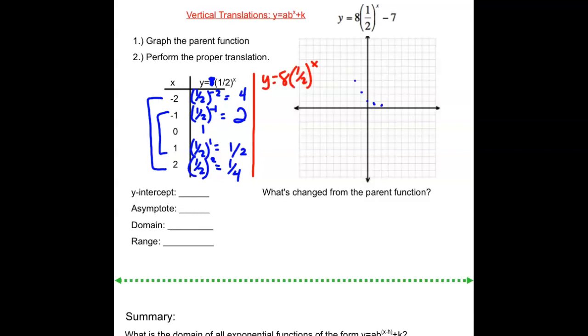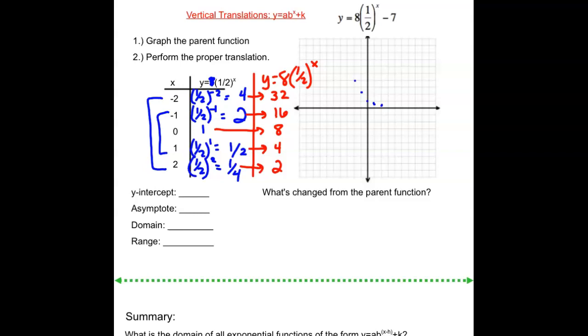Okay, all of my y values are going to get multiplied by 8. So this 4 is going to turn into a 32. 2 gets multiplied by 8 to be 16. 1 gets multiplied by 8. Half of 8 is 4, and 1/4 of 8 is 2. Okay, so let's plot those points.